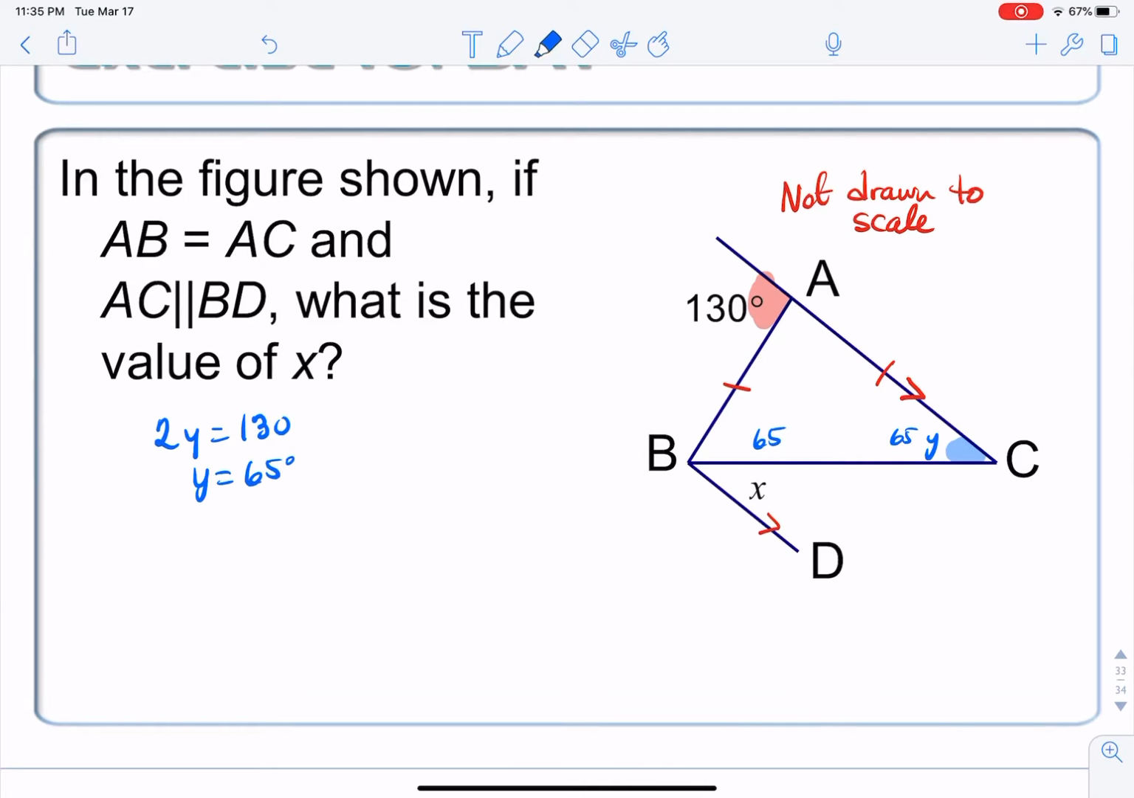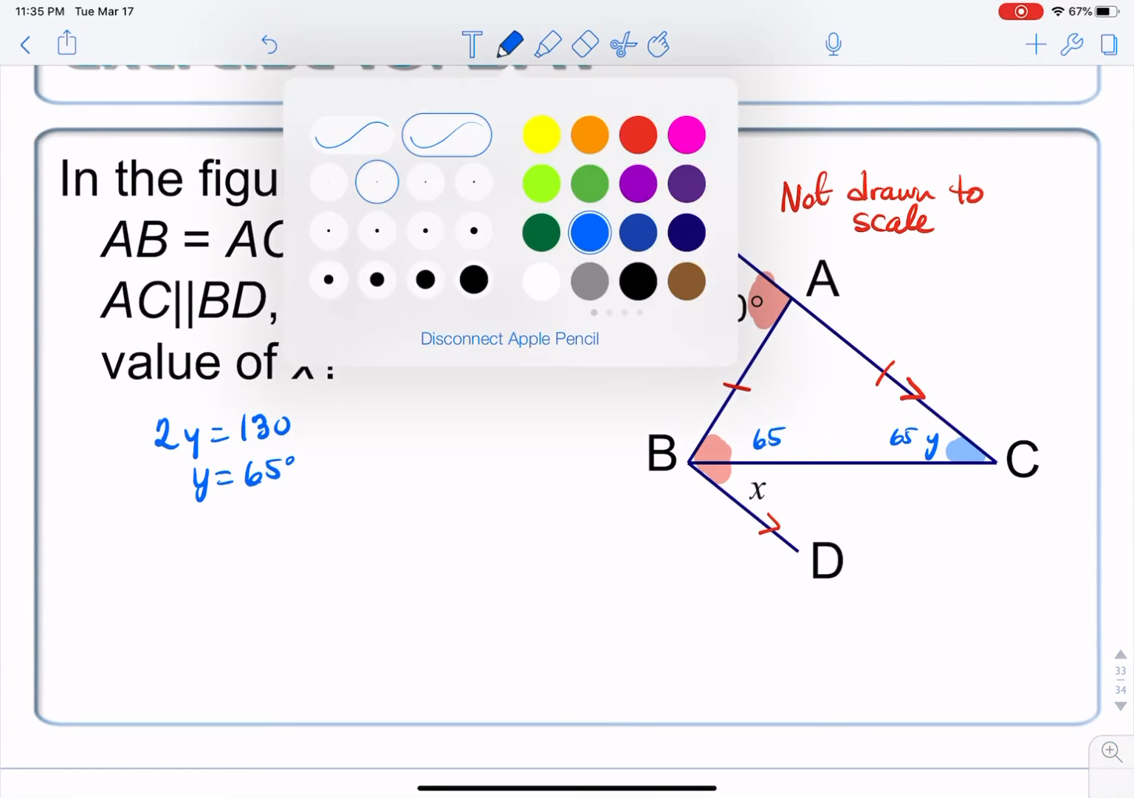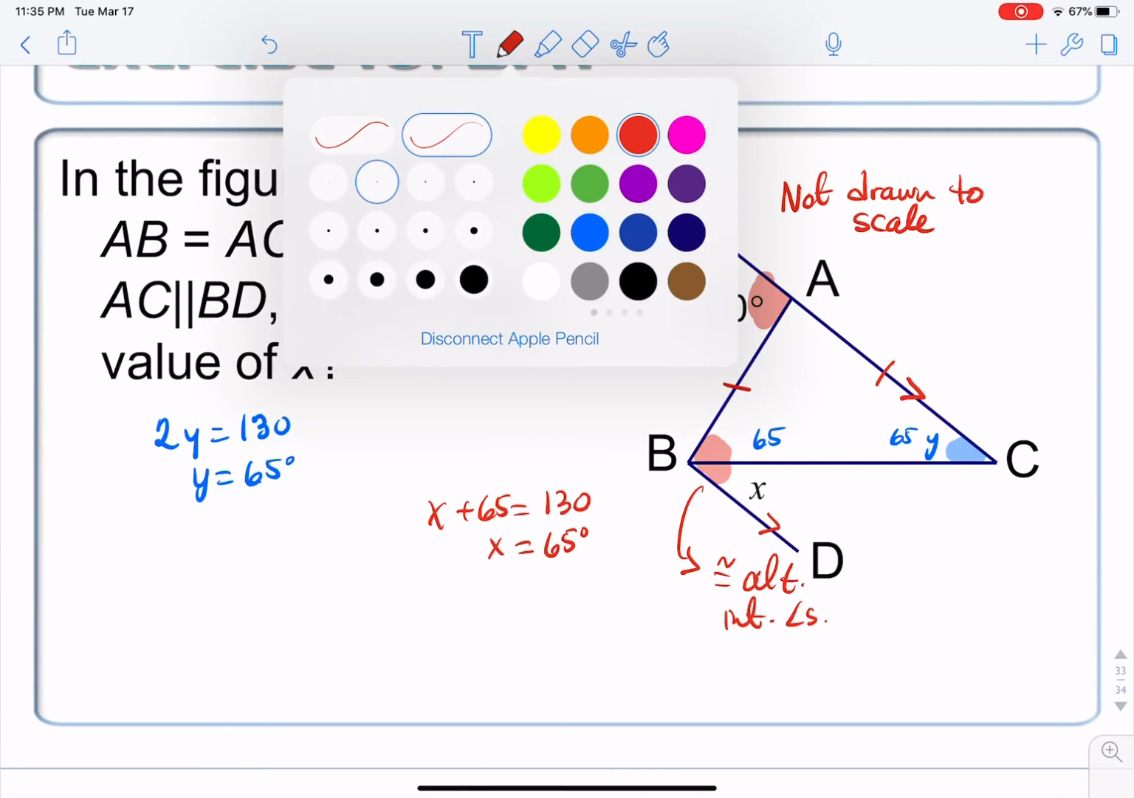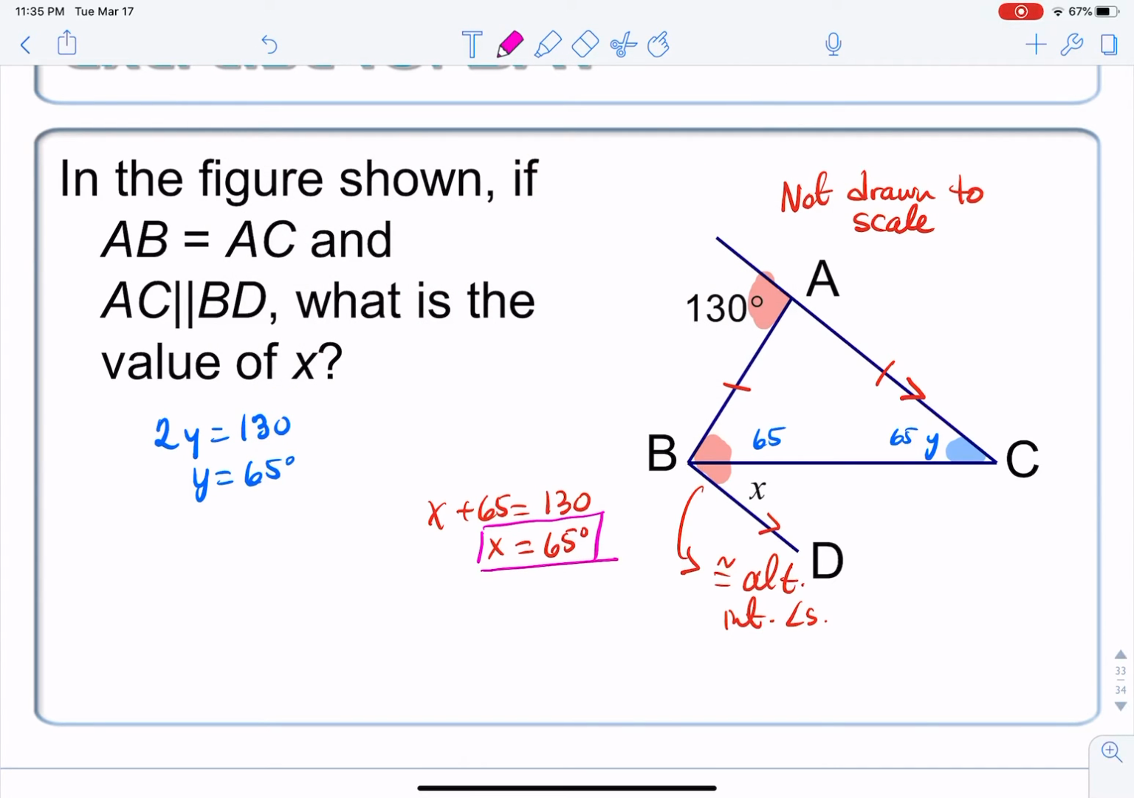This 130 degrees, even though it doesn't look it, is also congruent to this angle right here, all of angle ABD, because those are congruent alternate interior angles, because the lines are parallel. That was the reason why they gave us that second piece of information. Which means that X plus 65 is equal to 130, which means that X is equal to 65.